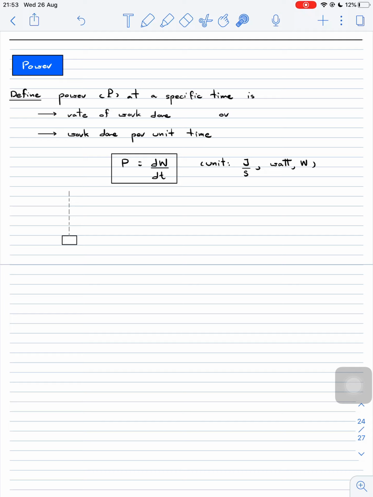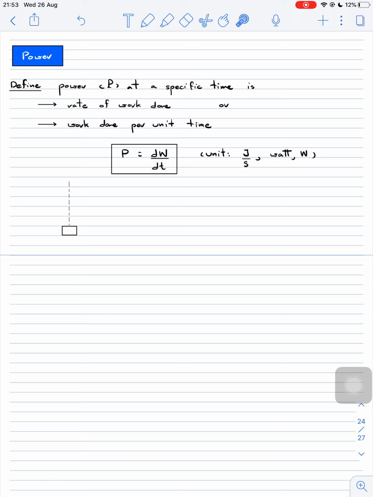So you need to be careful about this. If we have W as a variable, it will represent the work done. But if we have W as the unit, it will represent the watt, which is the unit of the power. So that's how the power is useful.